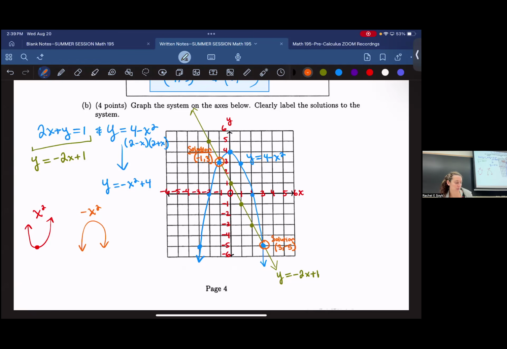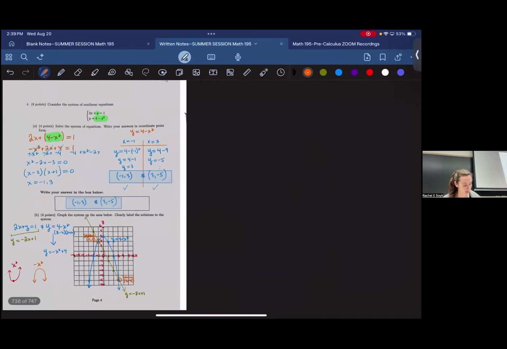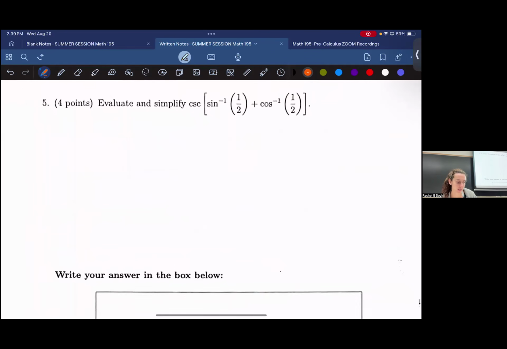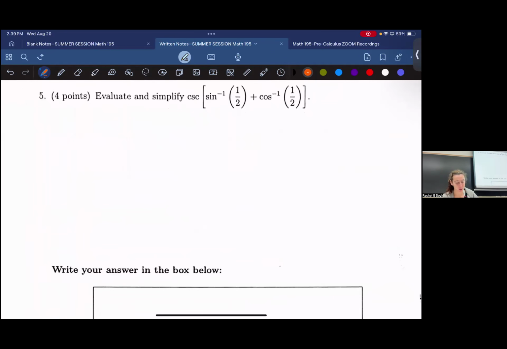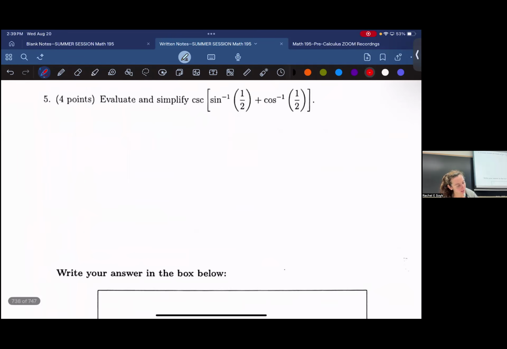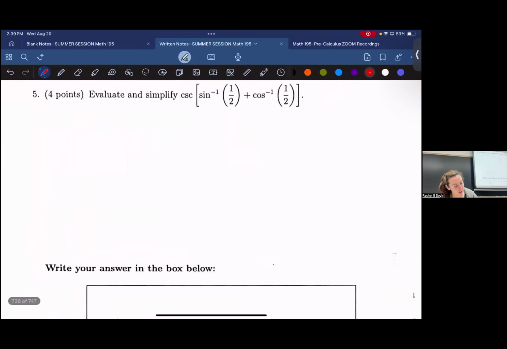Right. We're going to move on to page 5, where we're now into some trigonometry. And we are asked to evaluate and simplify. Don't forget about this cosecant in the beginning, but we're going to apply that later.